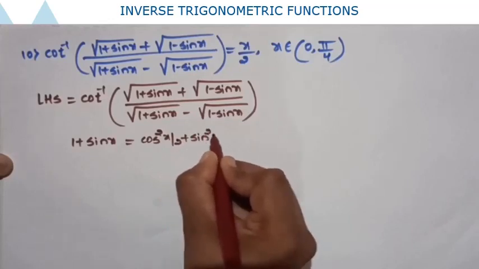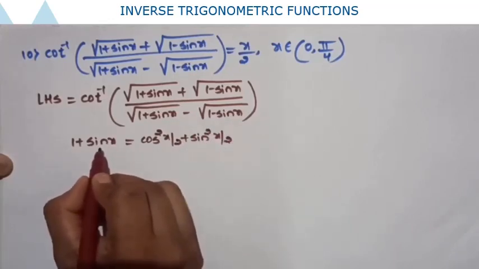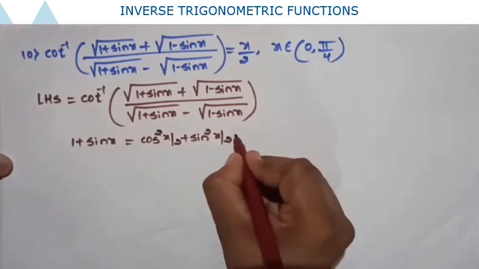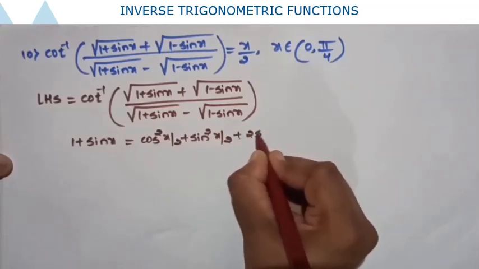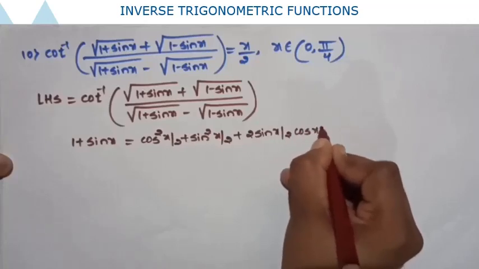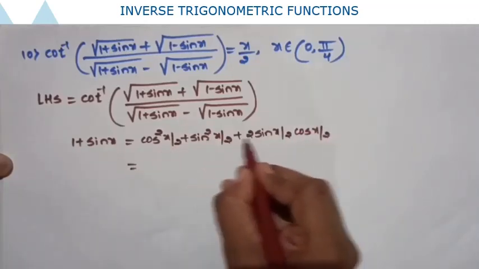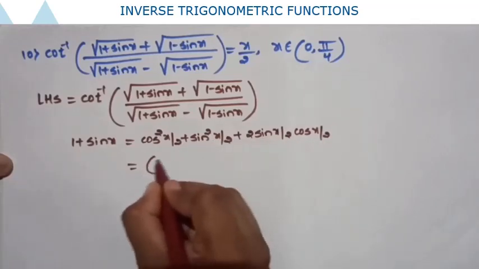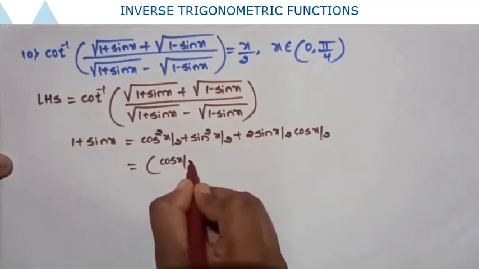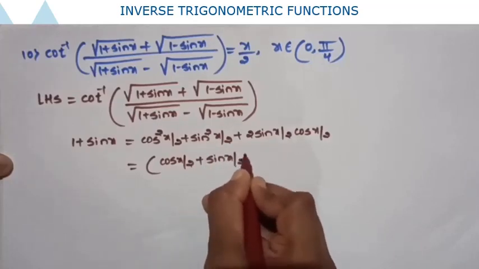You know already the sin 2x formula is 2 sin x cos x, that is the multiple angle. The submultiple angle form is 2 sin x by 2 into cos x by 2. So sin x can be written as 2 sin x by 2 into cos x by 2. Therefore 1 plus sin x can be written as a square plus b square plus 2ab, which is nothing but (a plus b) whole square.